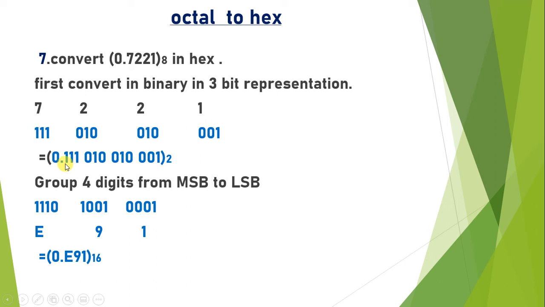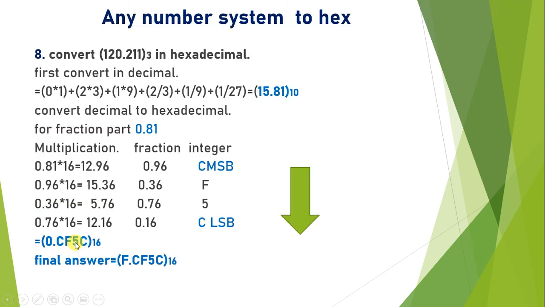Now we group the 4 digits from MSB to LSB. The first group is 1110, that is equivalent to capital E, 14. Then another group is 1001, that is equal to 9, and again 0001, that is equal to 1. So the final result from left to right is point E91. This is how to convert. So far we have converted octal into hex.